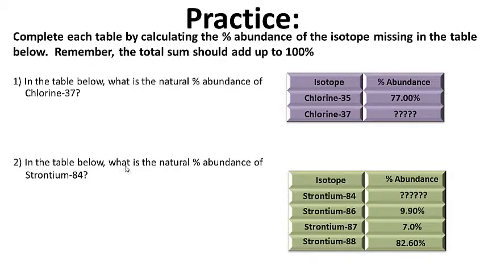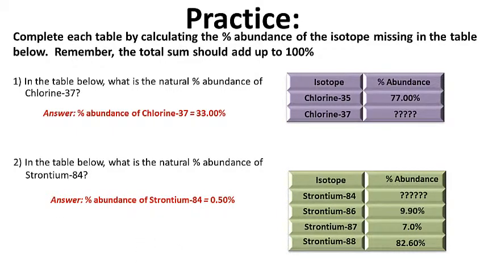All right, let's see how you did. Remember, they have to add up to 100, so 100 minus 77 gives us a percent abundance of 33%. So the chlorine-37 isotope has a natural abundance of 33%. Add these all up and subtract them from 100, and that will give us the percent abundance of strontium-84, which is about 0.5%. All right, so hopefully you got these right.